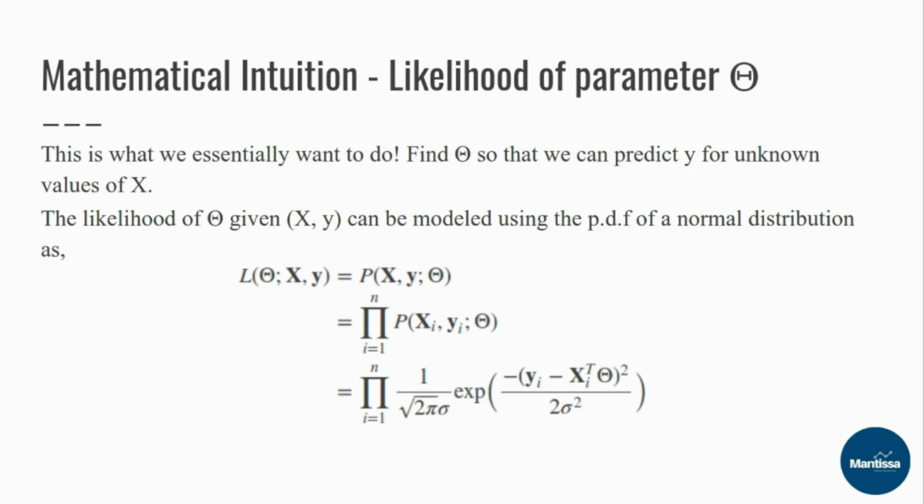Now you may ask, where is this equation coming from? This equation is coming from the probability distribution function of a normal distribution, where we've replaced the values for mu and sigma.